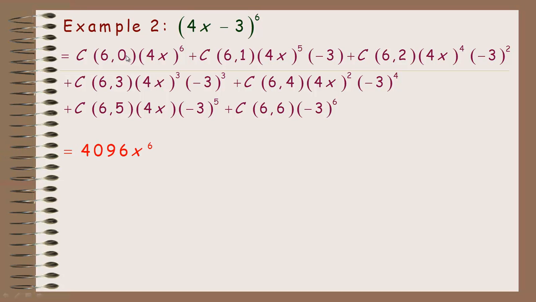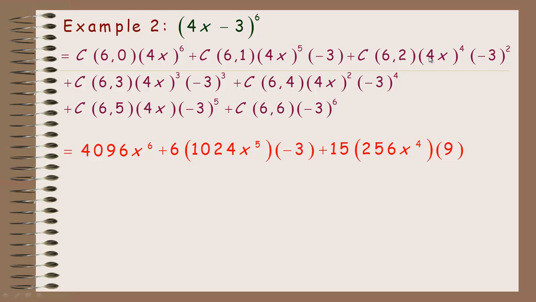6 choose 0 is 1. 4 raised to the power of 6 is 4,096. And of course, x raised to the power of 6 is x to the 6th. 6 choose 1 is 6. 4 to the 5th is 1,024, and that would be x to the 5th times this negative 3. 6 choose 2 is 15. 4 to the 4th is 256. Don't forget to evaluate the 4 raised to the power of 4. It's a really common mistake to write, and now this is x to the 4th, just 4x to the 4th and forget to do the 4 raised to the power of 4 as well. Negative 3, of course, squared is 9.